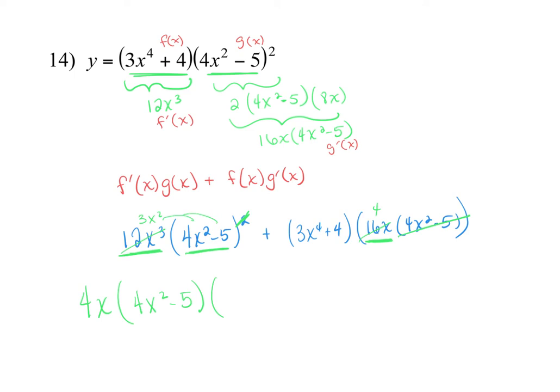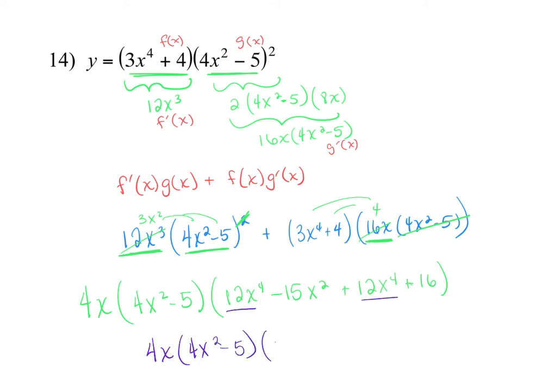Distribute your 3x squared. So you have 12x to the fourth minus 15x squared. Distribute this 4 here, plus 12x to the fourth plus 16. And then, of course, simplify that second little guy there. You don't want to leave him like that. So I have a 4x(4x squared minus 5). I have a 12x to the fourth, 12x to the fourth, 24x to the fourth, a negative 15x squared, and a positive 16. And that is factored form.